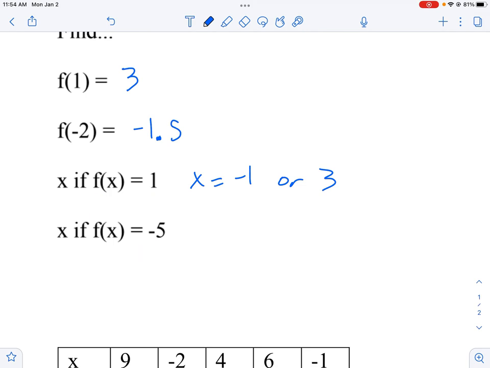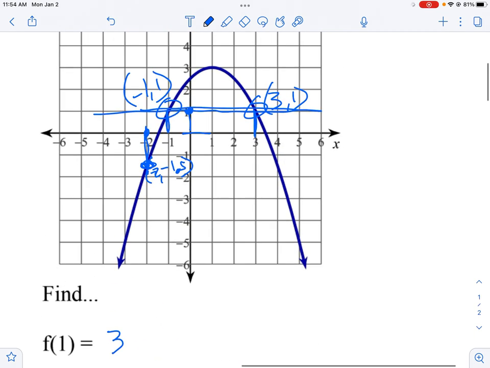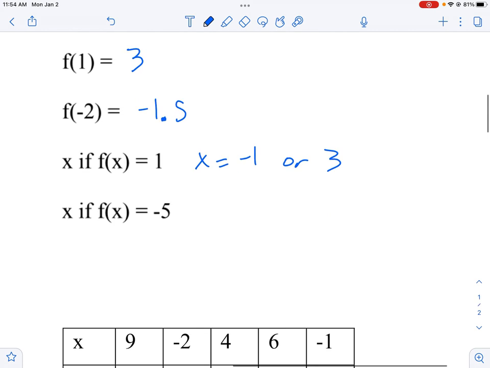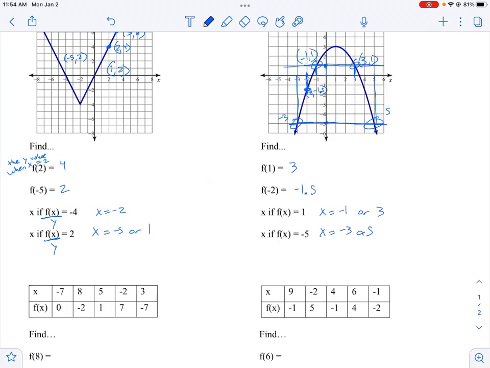What's the x value if f of x equals negative 5? So I'm going to come down here, negative 5, figure out how high it is. Well, I got a point here and a point here. Those x values are -3 and 5. So I'm going to write both of those again. So x is going to equal -3 or 5. Ta-da! So that's how you do the graphing ones.